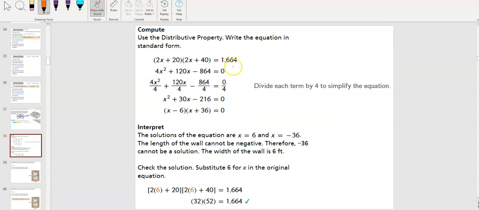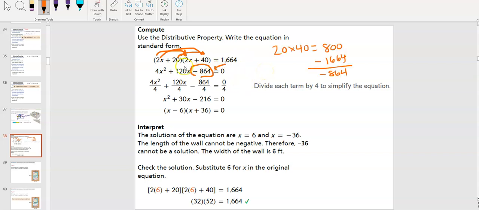I know that the total area is 1,664. So I'm going to set that here. And now I am going to FOIL or use distributive property. And that is how they are getting 4x squared plus 120x minus this number here, coming because notice that they moved the 1,664 to the other side of my equal sign.